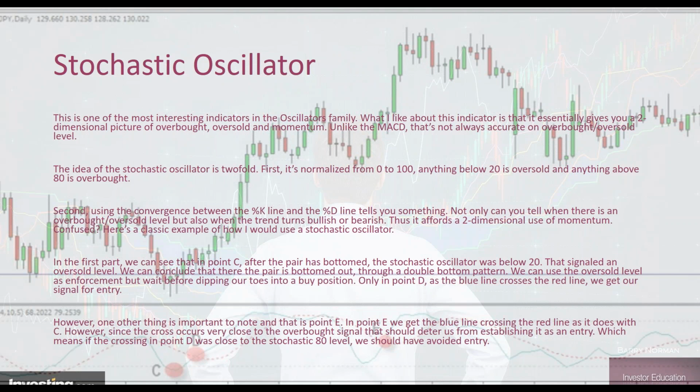In the first part, we can see that in point C, after the pair has... and I'm sorry, I didn't make this chart easy enough for you to see. I put it in the background. But here we see down here, this is our RSI calculations. Here we have our K line and our D line. And this is C right here.